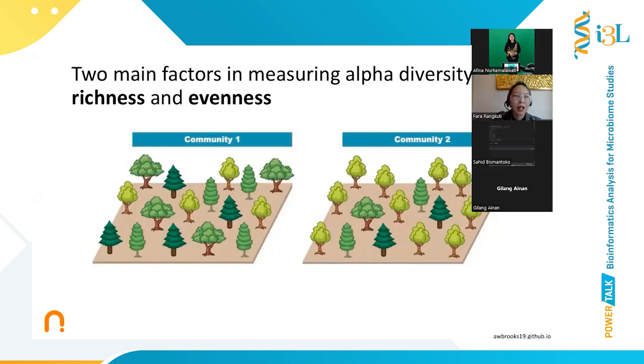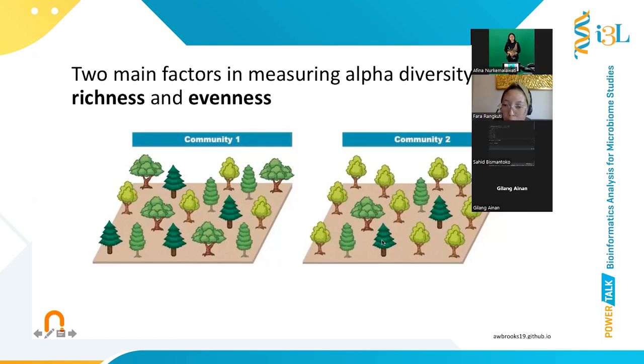Same richness. However, if you count the number of trees or just look at it at a glance, you will see that in community two, there is this tree, I don't know what type of tree this is in real life because I'm not a botanist, but you can see that it dominates the population, the community. You have 1, 2, 3, 4, 5, 6, 7, 8, 9, 10, 11. While these trees that look like Christmas trees, there are only two.